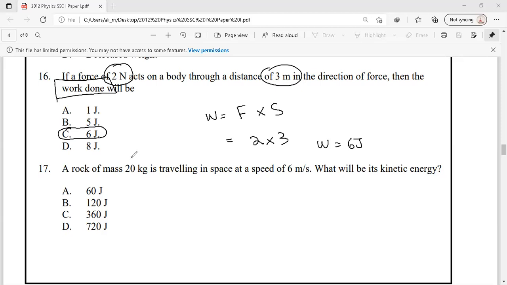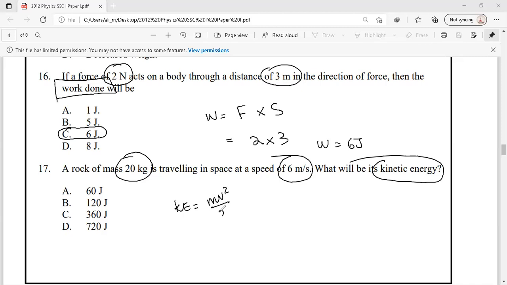So in 17, we have a rock of mass 20 kg that is moving with a speed of 6 meter per second. We have to find its kinetic energy. We know that kinetic energy is equal to m v square over 2. Mass is 20, velocity square will be 6 square, divided by 2. 2 ones are 2 and 2 tens are 20. So 10 multiplied by 36 becomes 360 joules. So option C is the right answer.